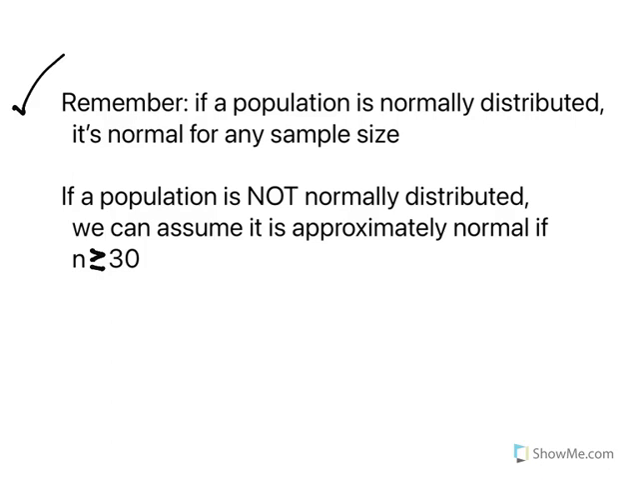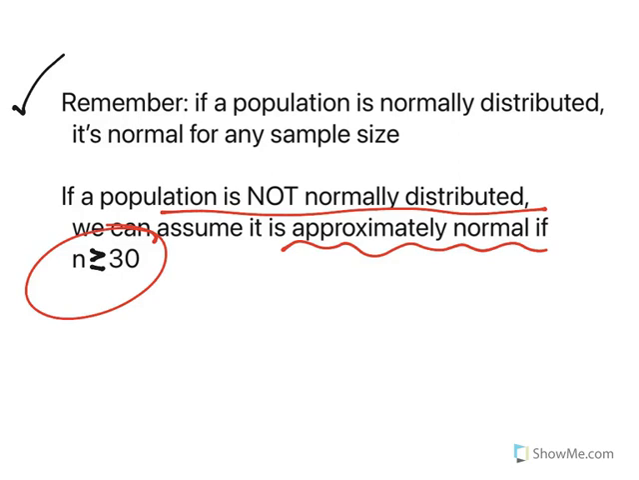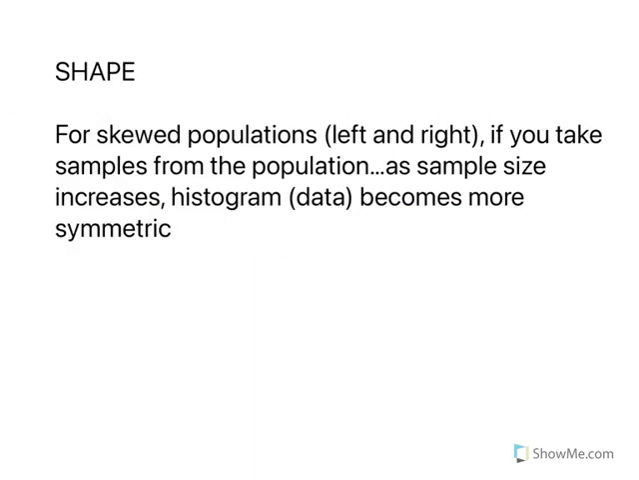However, if a population is not normally distributed, we can assume it is approximately normal if n is greater than or equal to 30. So if we have a sample size that is greater than or equal to 30, we can assume normal distribution. So let's talk about shape.